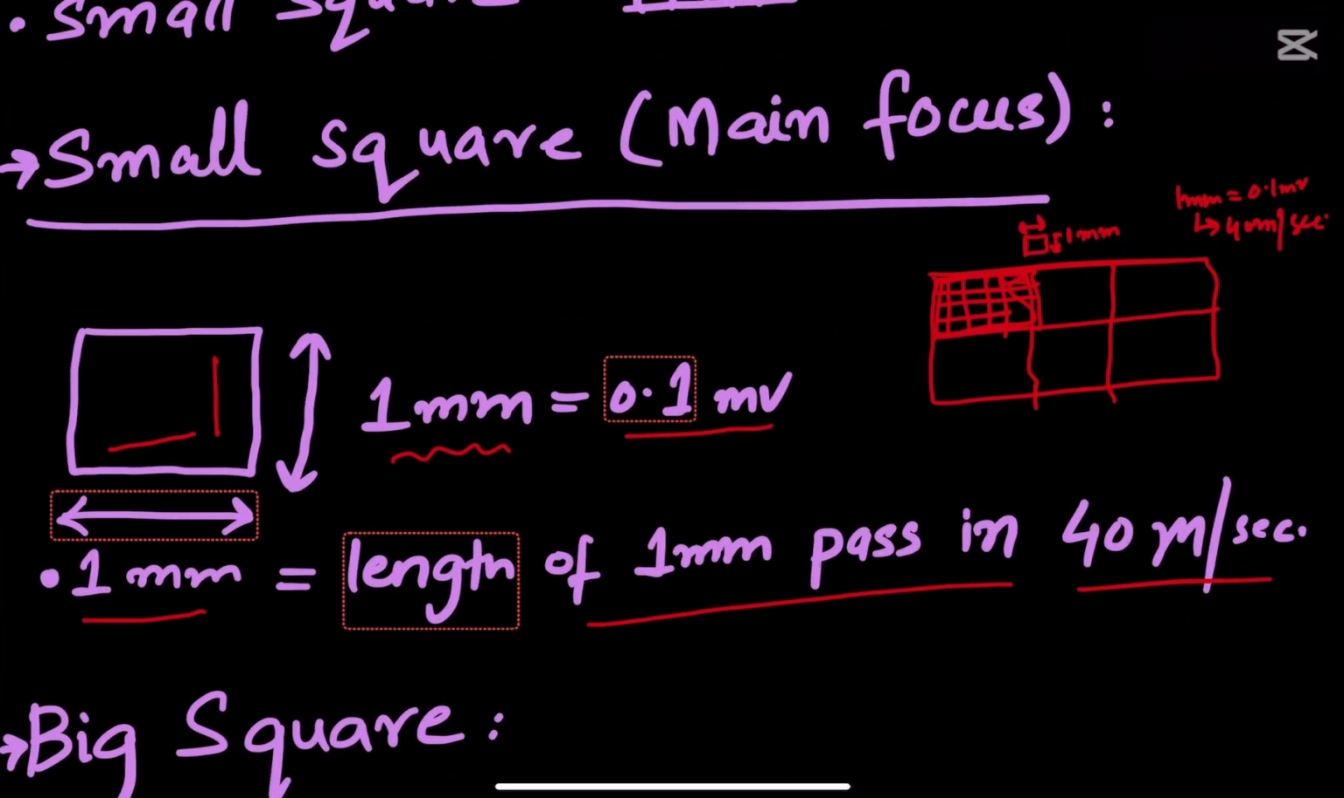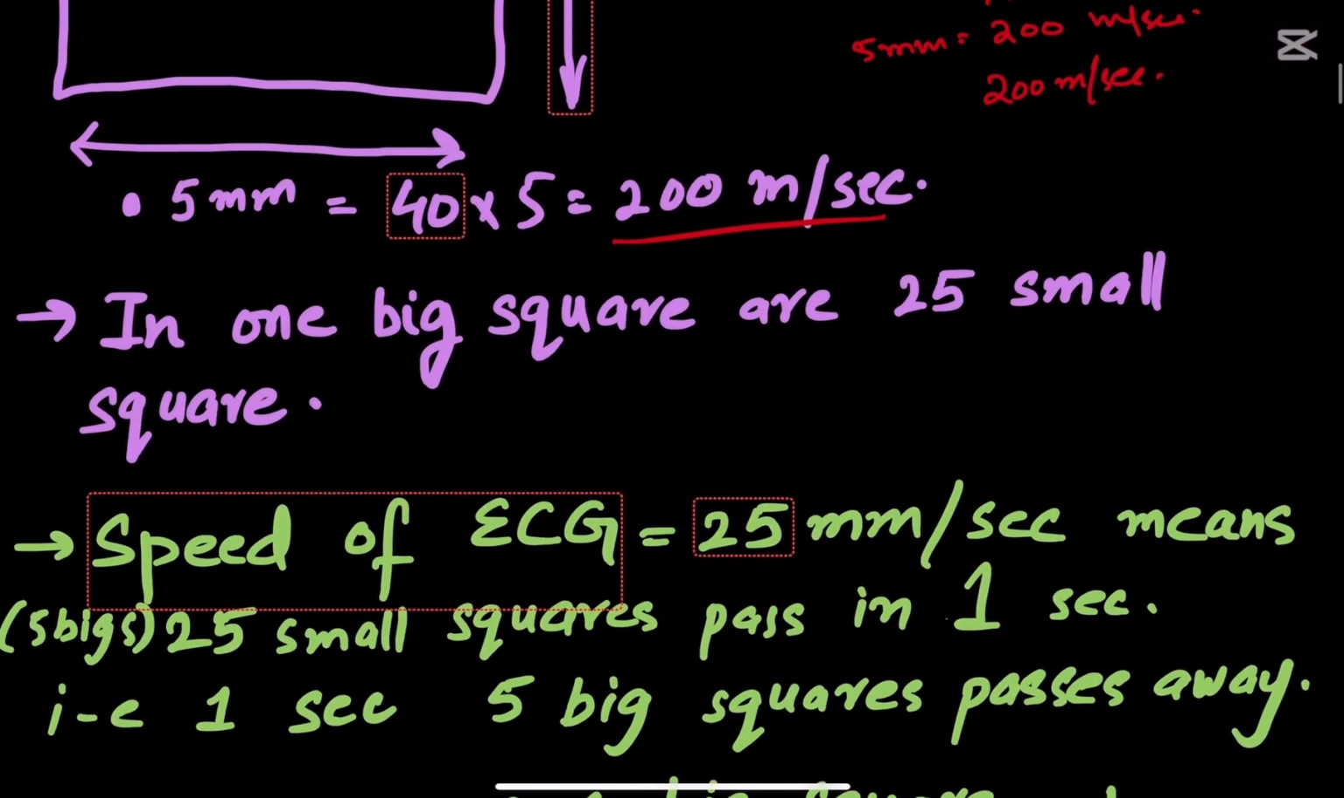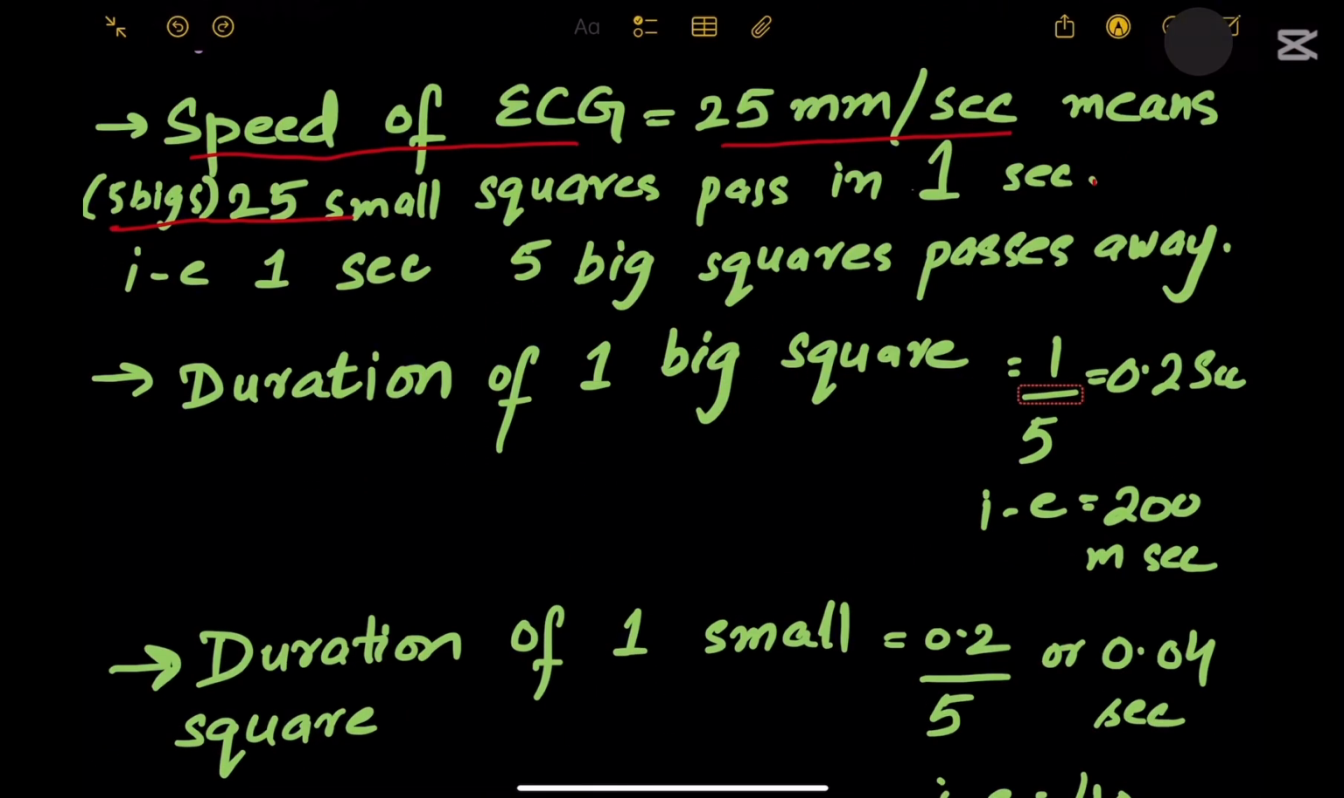This is the introduction of ECG. First we have learned what is ECG and how many leads are in ECG. Then we have discussed that it consists of small squares and large squares. So what is the diameter of the small square and in how much time it passes? And then what is the diameter of the large square and in how much time the large square passes through the ECG paper. Okay, now the speed of ECG.